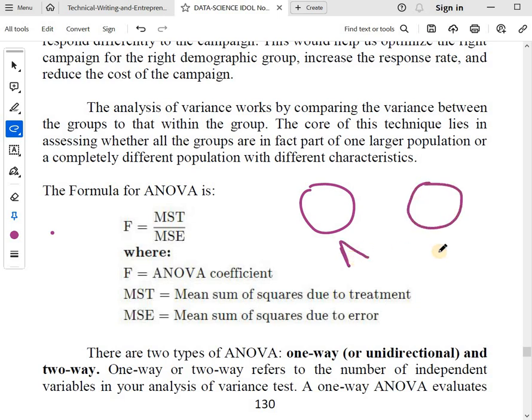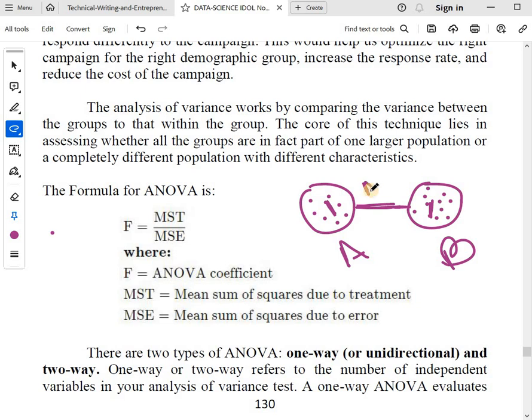This is group A. This is group B. Now group A has, let's say, 5 to 7 members. Similarly, group B also has 5 to 7 members. Now, just tell me one thing. Are all the members in group A the same? The answer is no. So, within the group also there is some kind of variance. Yes or no? Within the group also there is some kind of variance. So that variance I want to compare with between the group.